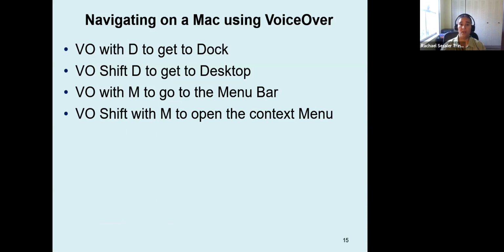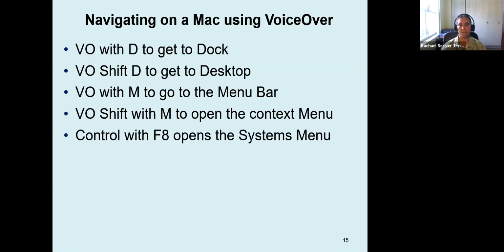And to get over to the context menu. So if you were focused on an item and you wanted to open a context sensitive menu, it's VoiceOver with Shift and M. So there is a pattern to these commands. And Control with F8 will open up the system menu. Actually, you could also do VoiceOver with M twice. So you just hold down Control Option and tap M twice, and it'll jump over to that system menu, which is in the top right where the time is.